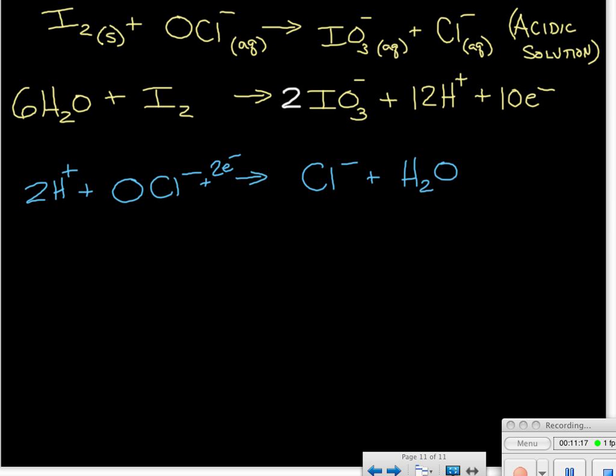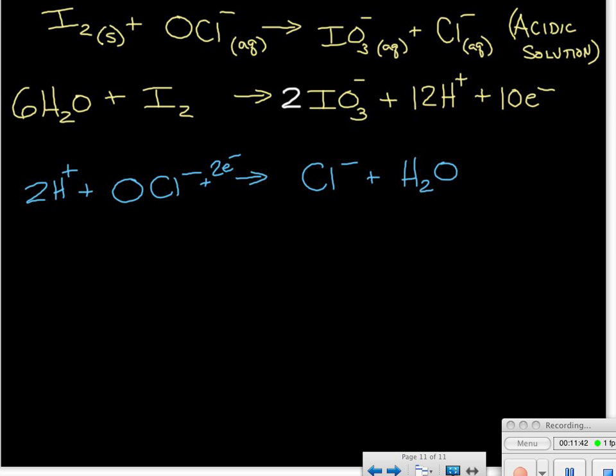Now, one thing that you should double check at this point in your two half reactions is that one of the half reactions will have the electrons on the left side and the other one has to have them on the right hand side. If you find that both half reactions have the electrons on the same side of the equation, you've made a mistake. You've got to go back and figure out what went wrong.